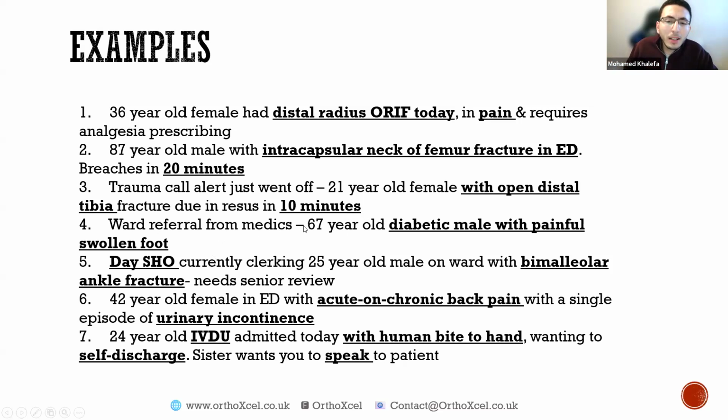Ward referral from medics, diabetic male, painful swollen foot. Again, you're worried about that because with a diabetic foot attack, he can lose the leg or he can become very septic or unwell. But it could be very early, it could be very trivial, you don't know. So you have to ask this question: okay, is his diabetes under control?